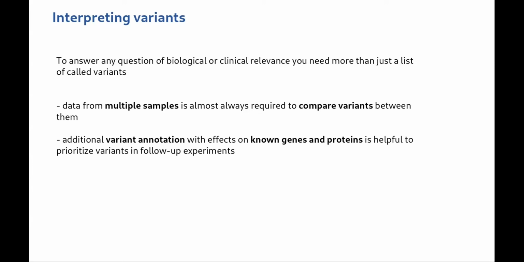What's instead really important is that you always do variant calling for multiple samples, so that you can then compare the variance between those samples. And you should typically choose samples in a way that some of the samples show the phenotype you're interested in, for which you suspect that a certain variant must be responsible, and other samples that don't have the phenotype.